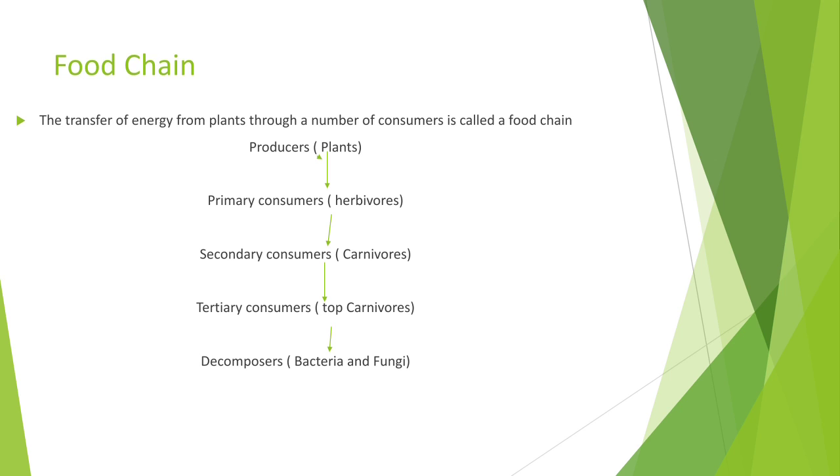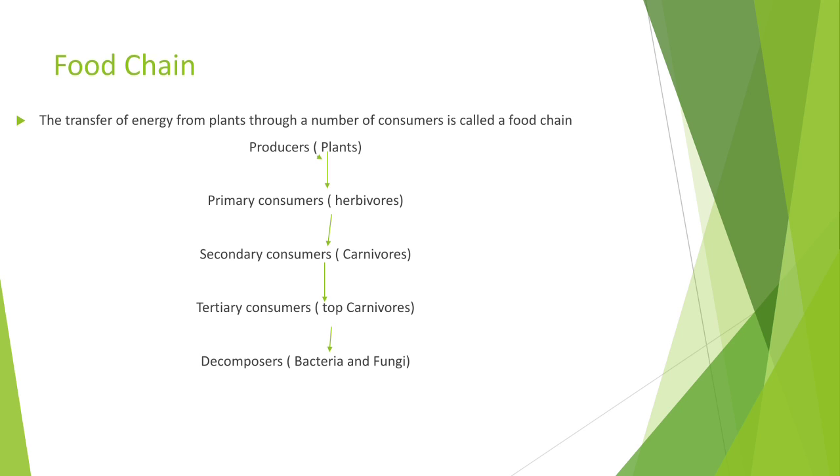Producers. Producers means plants. They prepare the food, so energy is present in the plants. The plants are eaten by the primary consumers. That means the herbivorous, plant-eating animals, take plants as food. Next is secondary consumers. Secondary consumers are the carnivorous. They eat only flesh. They get the flesh from the primary consumers. Primary consumers are eaten by these carnivorous.